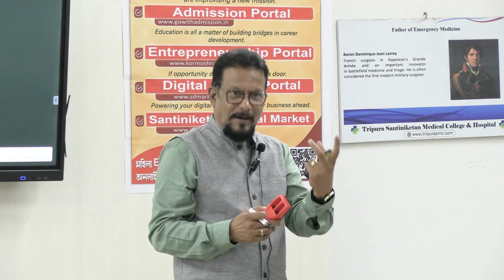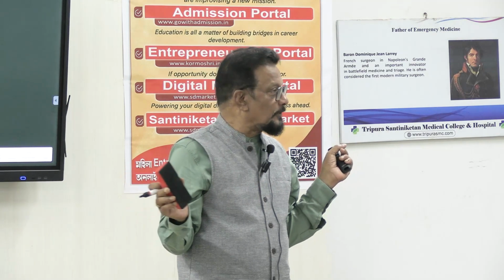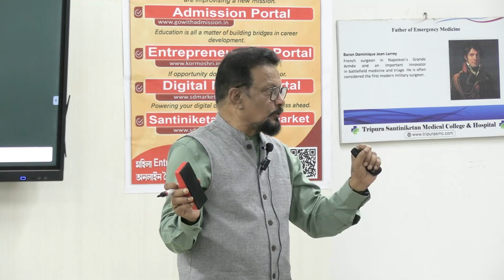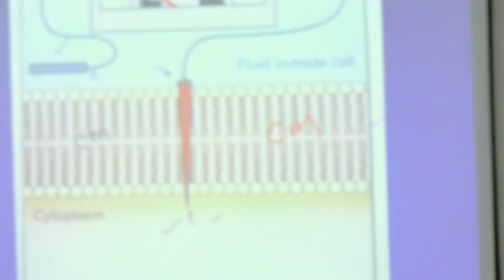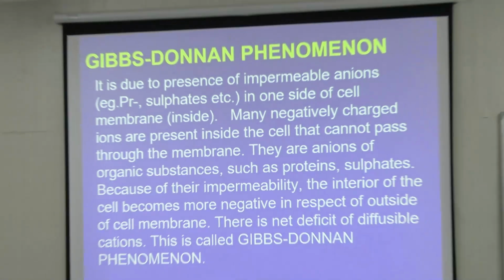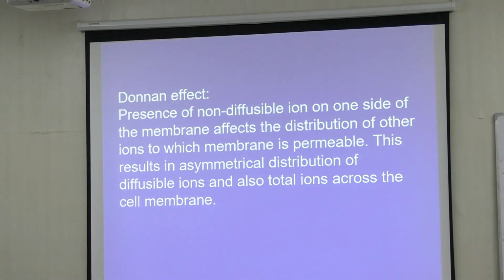See, the presence of one impermeable ion on one side affected the distribution of ions along the body. So this is the Gibbs-Donnan effect you will also see there. Now go through the Gibbs-Donnan effect I have written there. Study this. Read it. Try to understand this.